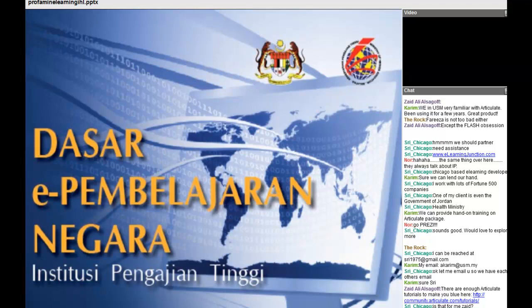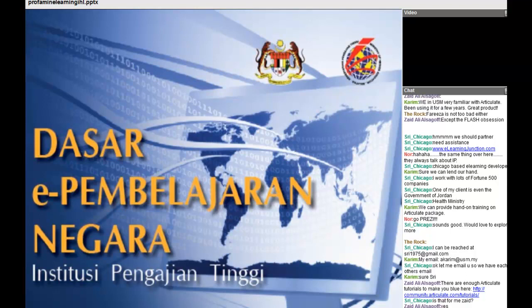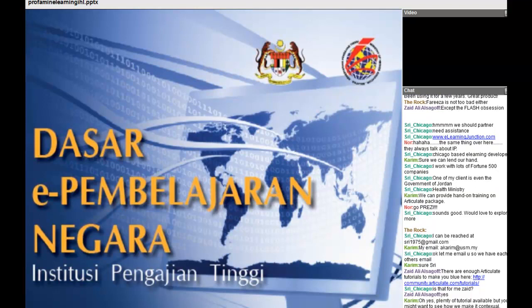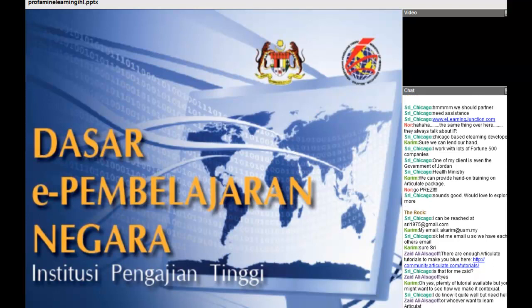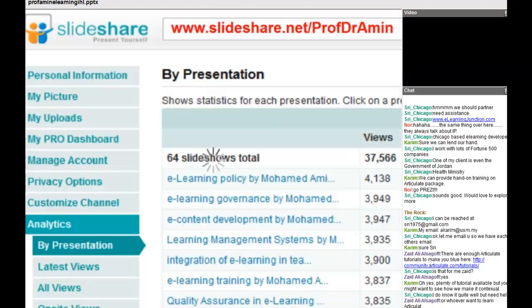I think I have got maybe three or four slides, and then I will show iFolio that we have created in UKM. So alhamdulillah, from our research, we managed to suggest a few things to the ministry, and finally they came up with this Dasar E-Pembelajaran Negara, National E-Learning Policy, and I'm sure many things can be improved. I hope the second version of the policy can be out.